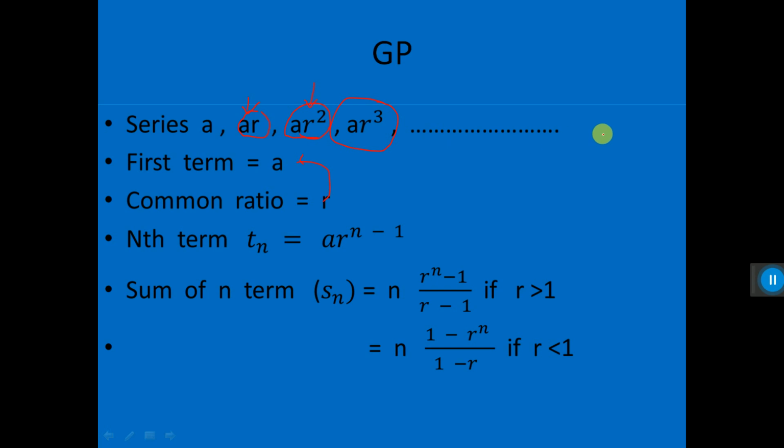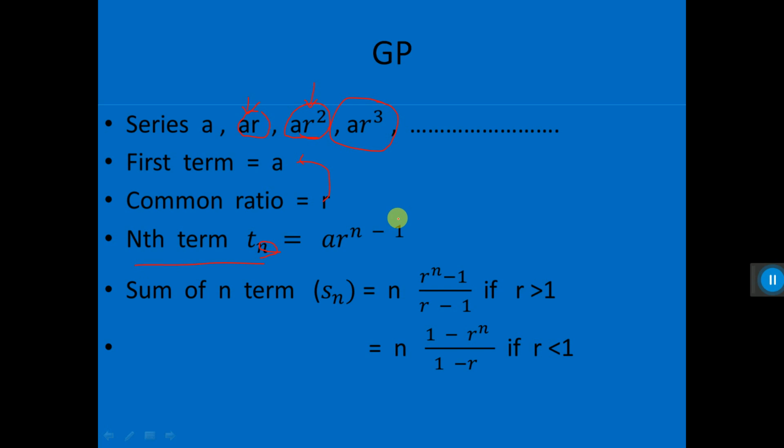This fixed number is called r and the first term is a. So the nth term is a into r to the power n minus 1. That is, the second term, denoted by T2, is a into r to the power 2 minus 1. Third term T3 is equal to a into r to the power 3 minus 1. Fourth term T4 is equal to a into r to the power 4 minus 1.